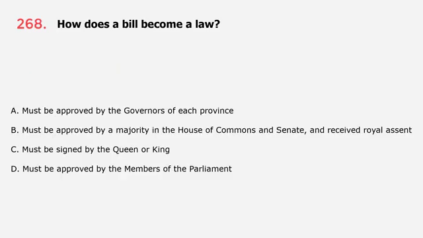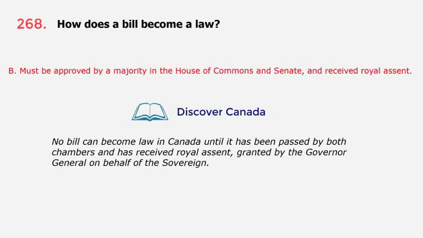Question 268. How does a bill become a law? A. Must be approved by the governors of each province. B. Must be approved by a majority in the House of Commons and Senate and receive royal assent. C. Must be signed by the Queen or King. D. Must be approved by the members of the Parliament. The answer is B. Must be approved by a majority in the House of Commons and Senate and receive royal assent.